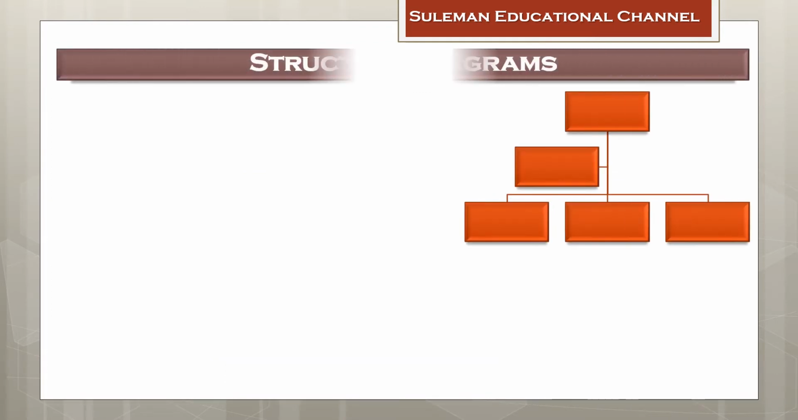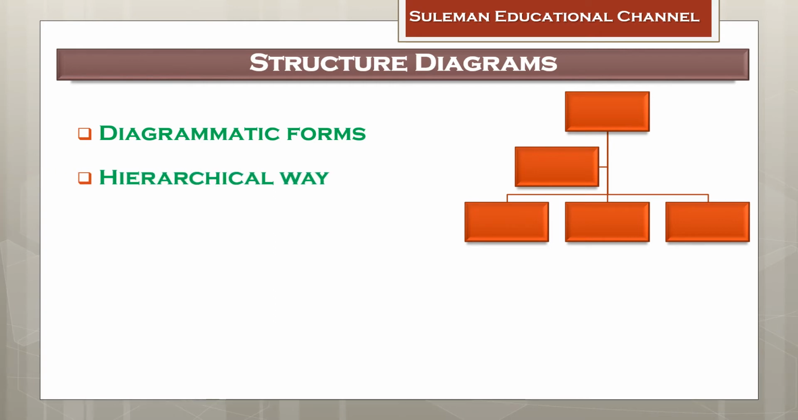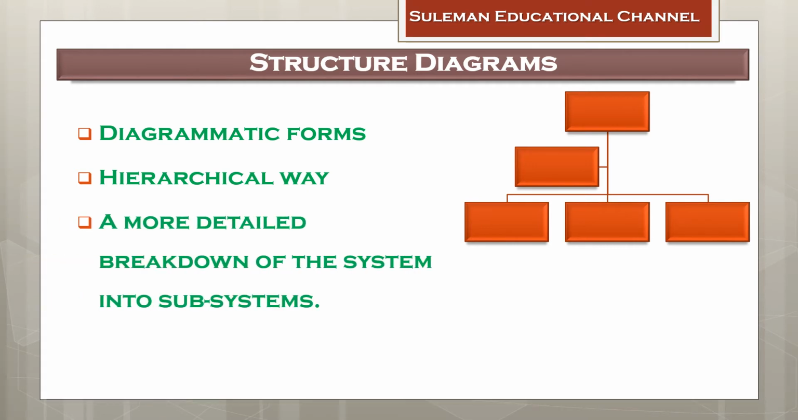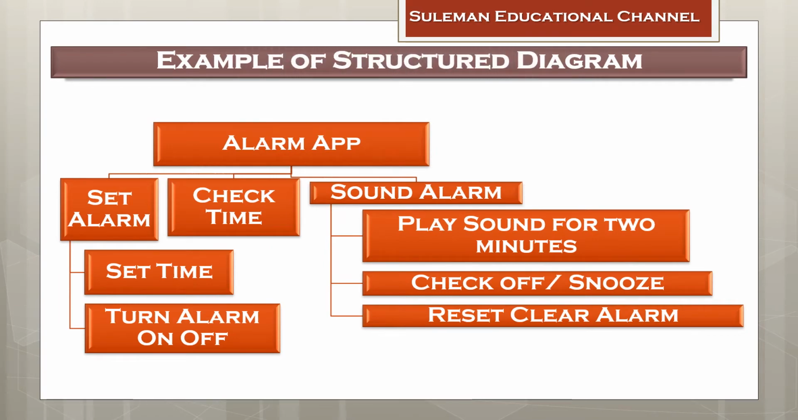In order to show top-down design in a diagrammatic form, structure diagrams can be used. A structure diagram shows the design of a computer system in a hierarchical way, with each level giving a more detailed breakdown of the system into subsystems. Let's look at an example of a structure diagram.